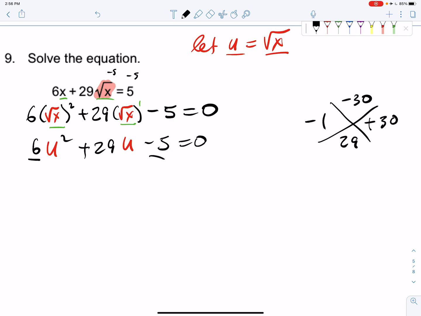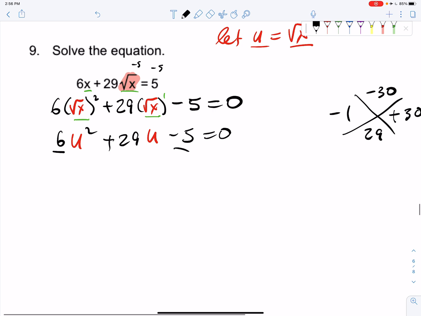Now, how do we do this? We've got many different ways to do this problem. We've done it with grouping before. By the way, you could also do this by completing the square or by using the quadratic formula. But it is factorable, and it just factors down to 6u minus 1 times u plus 5. You can do that by trial and error, guess and check, grouping, completing the square, or the quadratic formula. So there are different ways to do that.